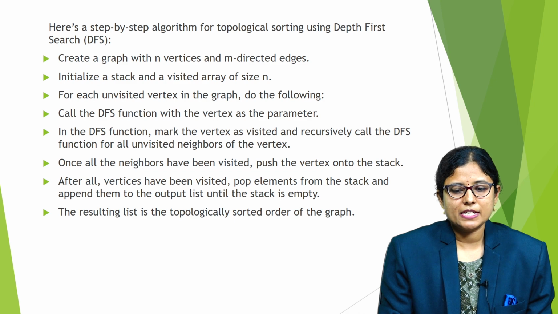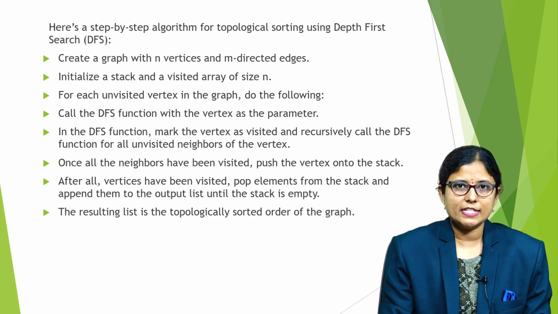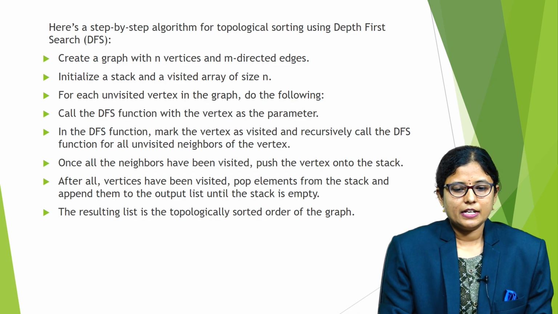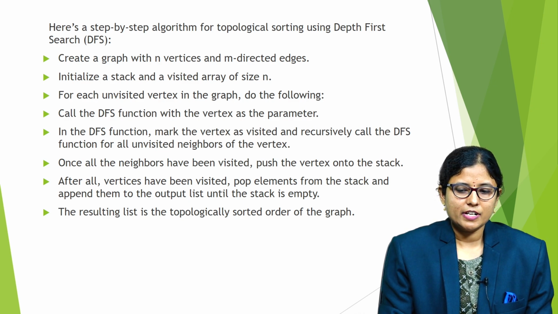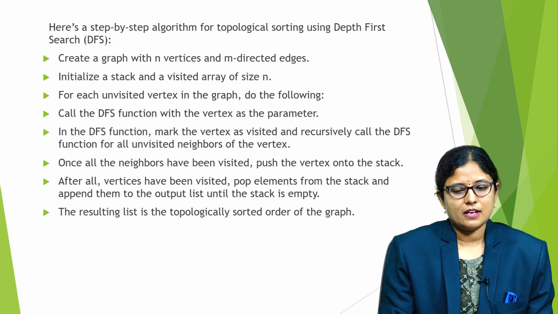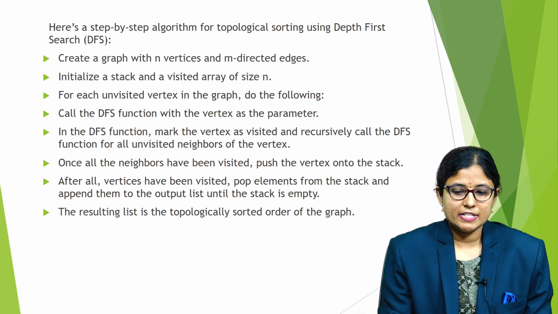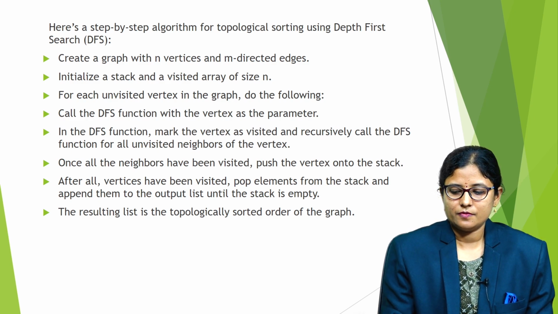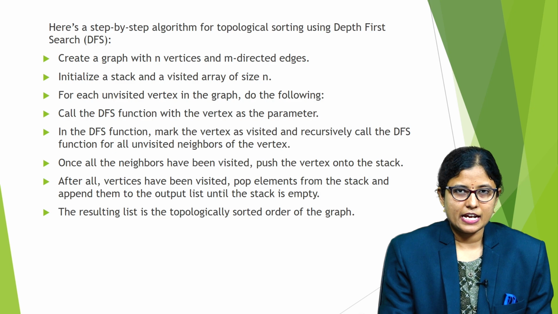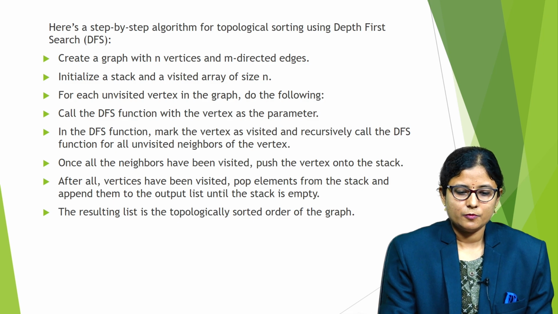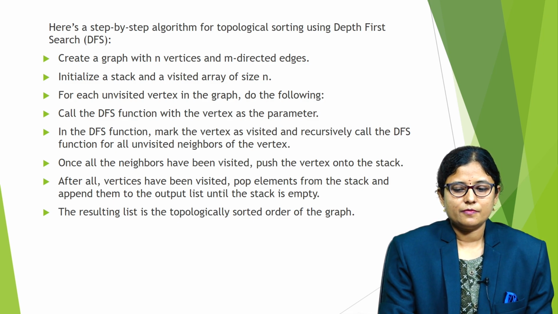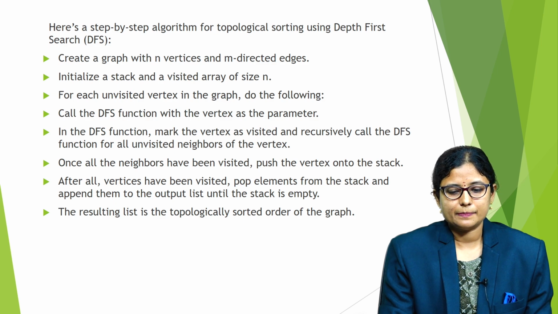Here is a step-by-step algorithm for topological sorting using depth-first search. The first step is to create a graph with n vertices and m directed edges. Initialize a stack and a visited array of size n. For each unvisited vertex in the graph, we have to do the following steps: call the DFS function with the vertex as the parameter.